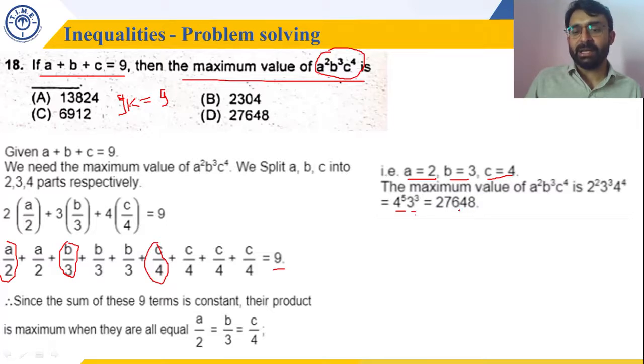27648. We can easily multiply this. 27648. Fine. Answer choice is D, Delhi.